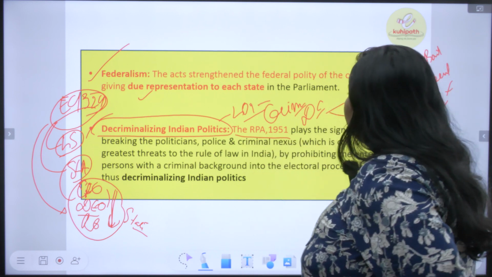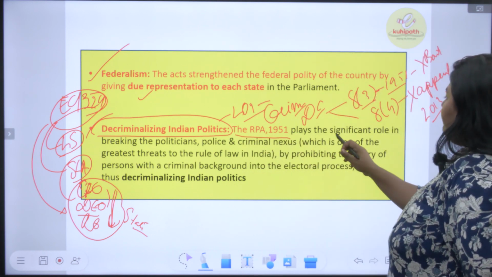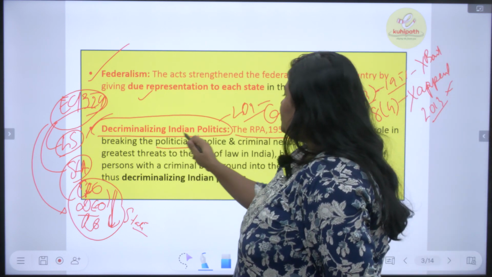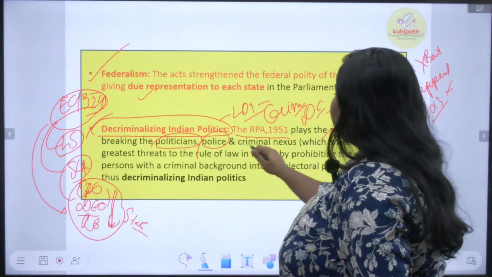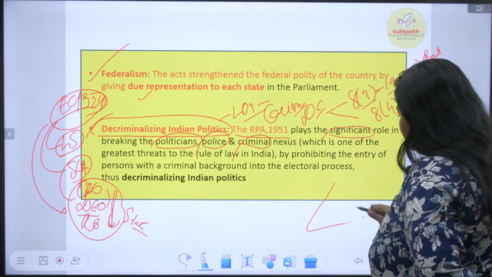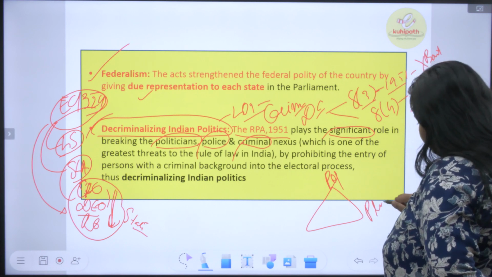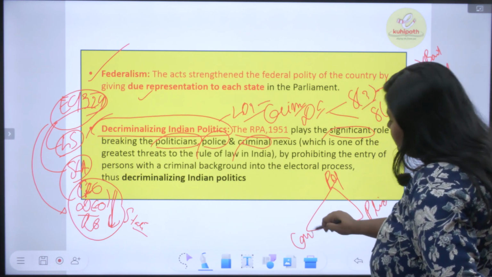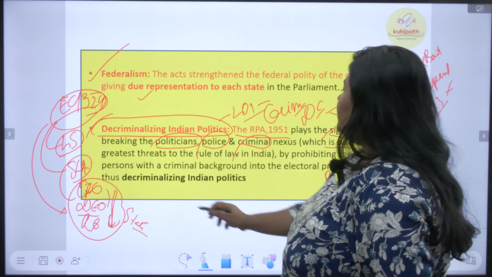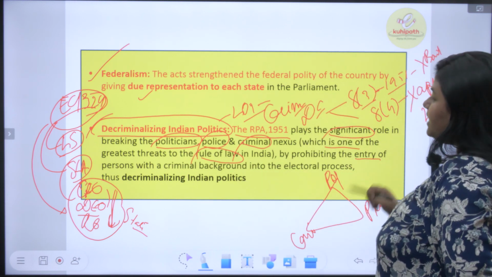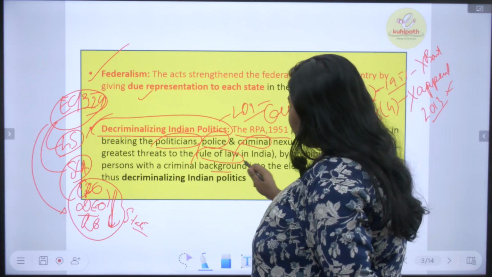look at how the Representation of People Act 1951 plays a significant role in breaking the politician, police and criminal nexus. Fine. Politician, police and criminal nexus, which is one of the greatest threats to the rule of law in India, by prohibiting the entry of persons with a criminal background.